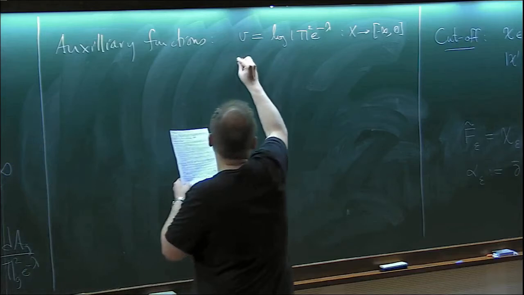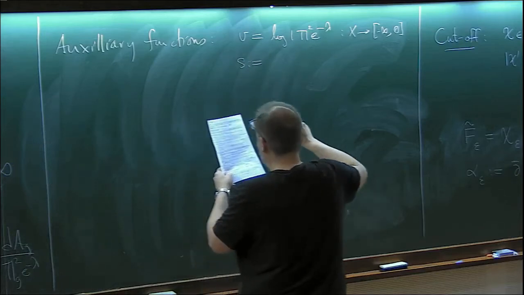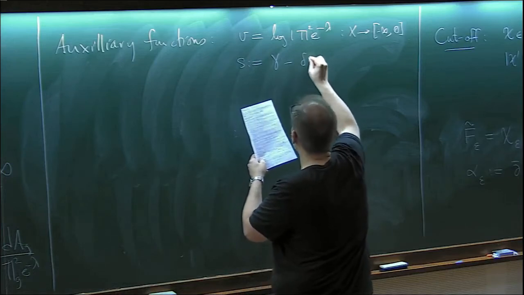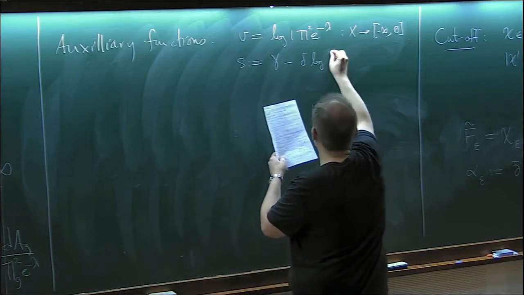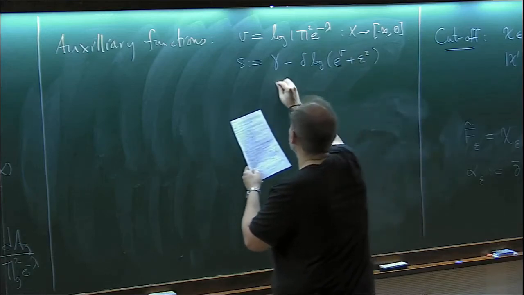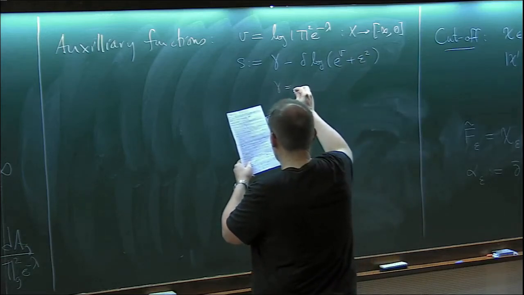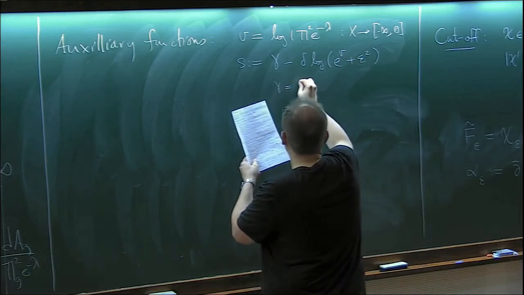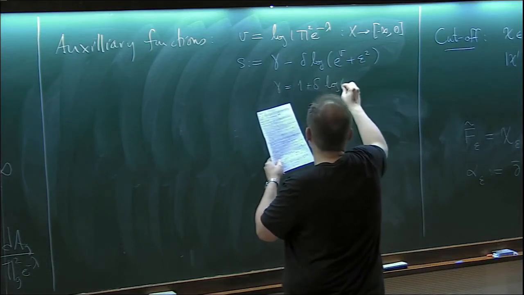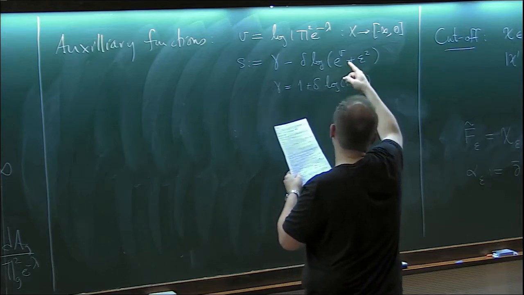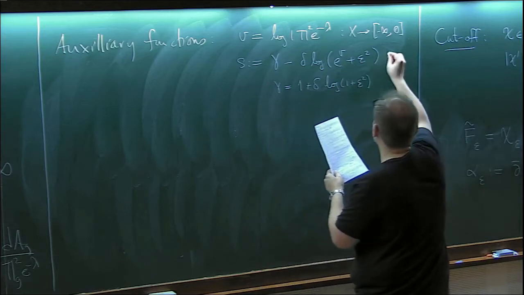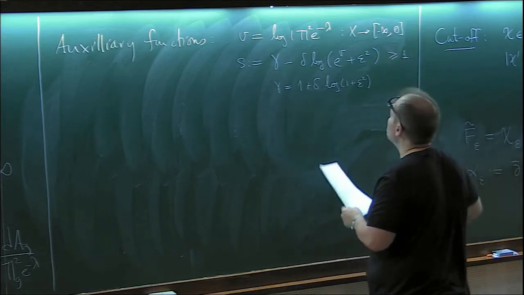And then the other auxiliary function I'm going to need is s, which is gamma, a constant, minus delta log(e^V + epsilon²), where this gamma is going to be 1 plus delta log(1 + epsilon²). So e^V is less than or equal to 1. That means that this function s is greater than or equal to 1.